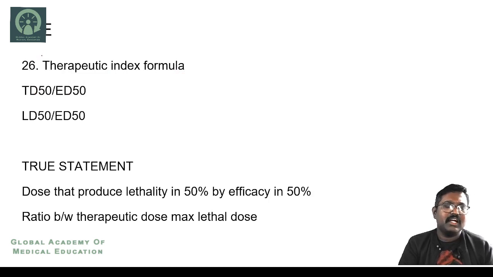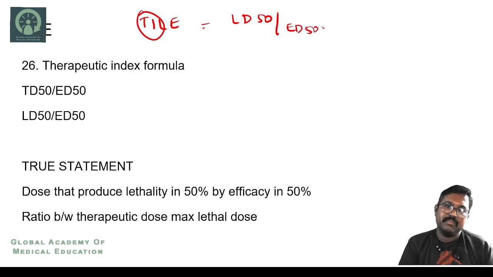Next, coming to the 26th question, they asked regarding the therapeutic index formula. So please remember, if they ask anything about the therapeutic index formula, you need to remember the formula. That is, therapeutic index is nothing but the lethal dose in 50% divided by effective dose in 50%. It is a dose which is required to kill 50% of the population. It is a dose which is required to be effective in 50% of the population. So it is LD 50 by AD 50. So it is a measure of safety.